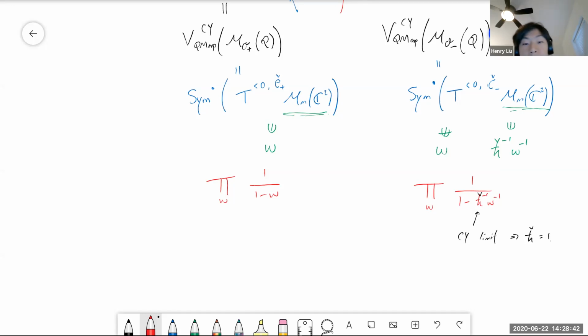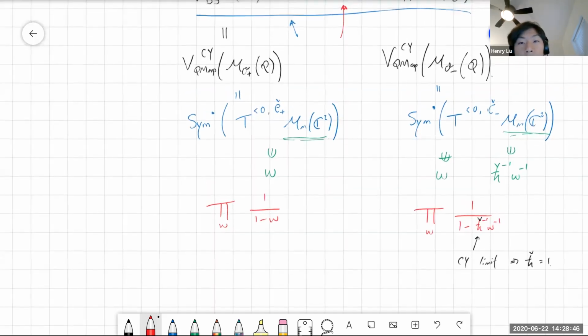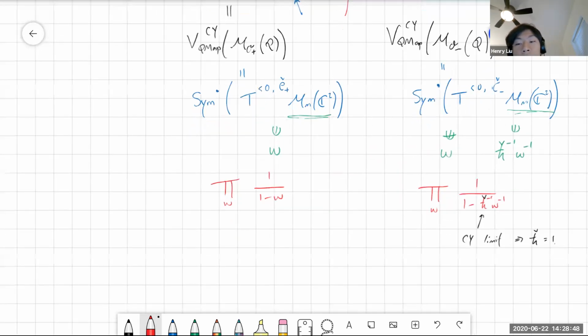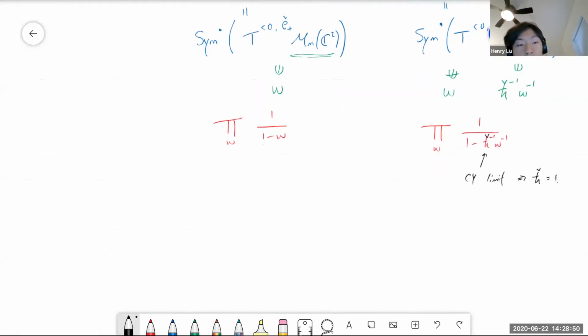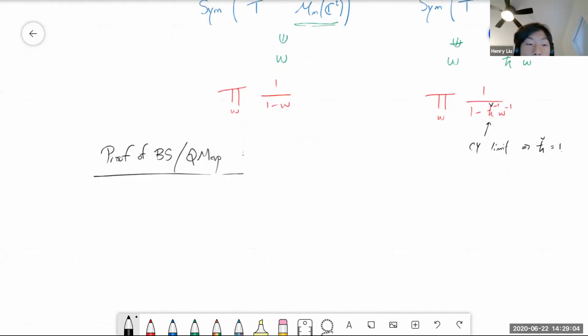So maybe in my last remaining 3 minutes or so, I want to briefly say how one goes about proving this correspondence between the BS and Quasi Map theories. Proof of this. I think the idea is conceptually very simple, but the execution was slightly annoying. So how does this go?